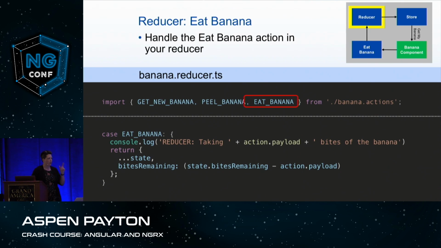So again, within our reducer, we're importing our new eat banana action so our reducer can listen for it. And then in our case statement where we're going to handle that eat banana action, we're going to again use that spread operator because we need to create a new copy of our state. And then we're going to update the bites remaining with the bites remaining from the state minus the payload that was passed in on the action.